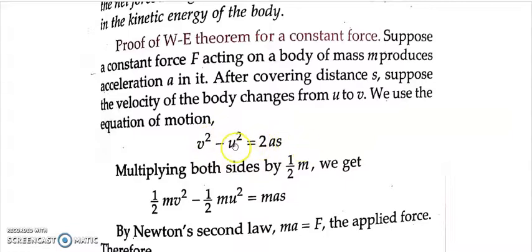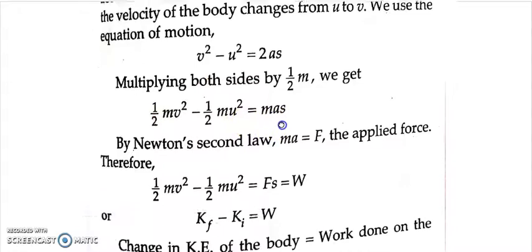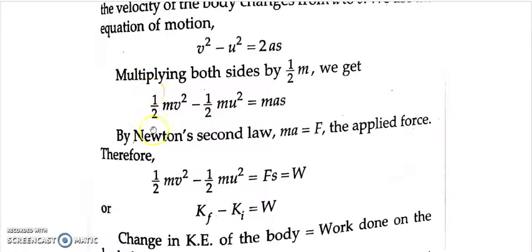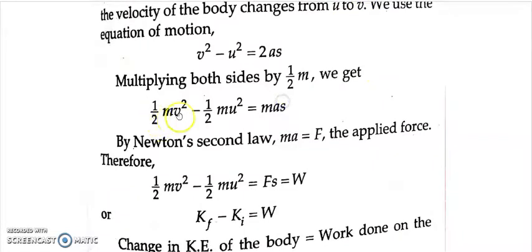Now if you multiply both sides by half m, we get the kinetic energy expression. This is the final kinetic energy, because the final velocity is v, and this is the initial kinetic energy, because the initial velocity is u. Here ma is the force and s is the distance or displacement, so F into s is the work done, in the same direction.